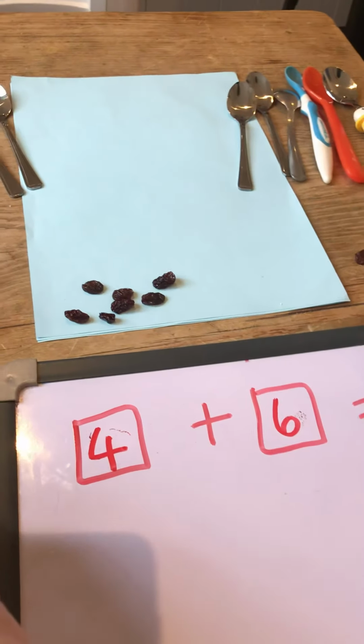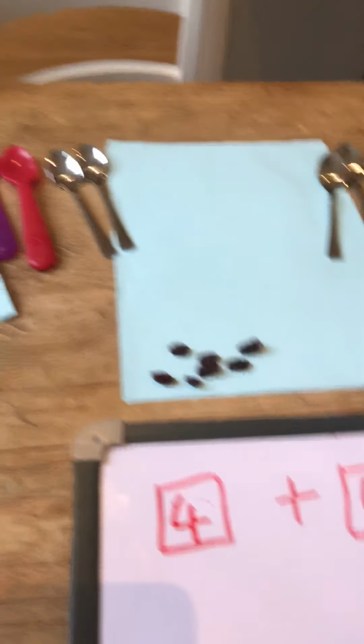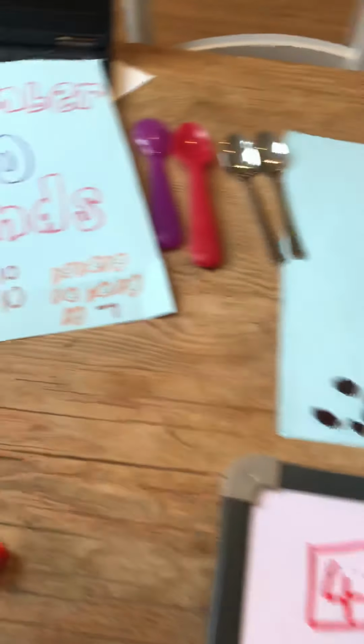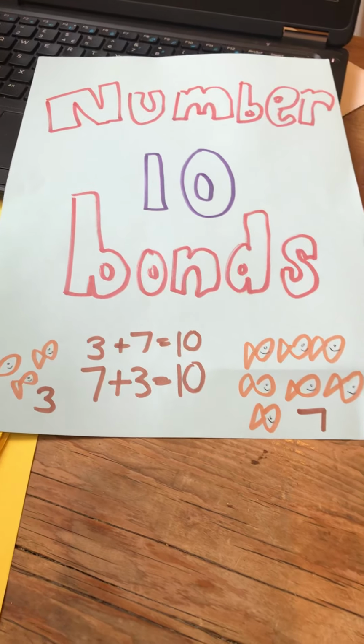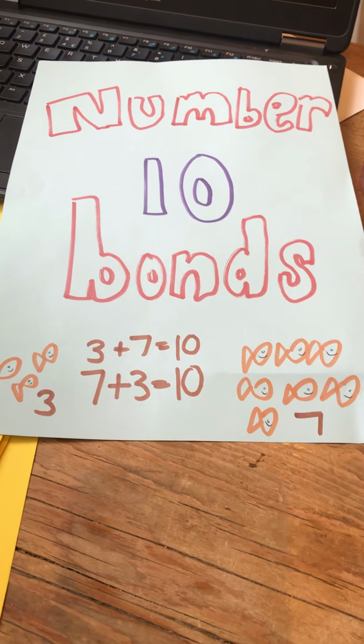So, elephants, your challenge today, and I'm sorry if you can hear Oliver in the background, he's crying. I have got a challenge. Your challenge is to write as many number bonds to 10 down in as many different ways as possible.